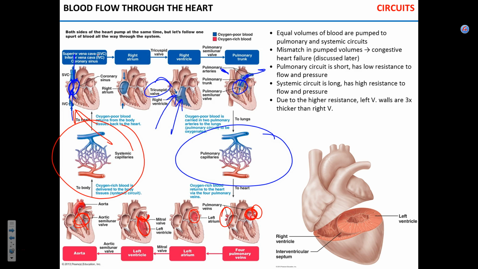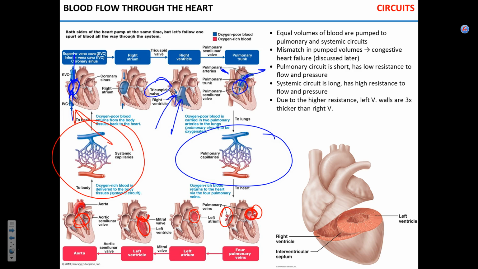Does that make sense? Something that is often underappreciated, but the volumes of blood in the pulmonary and systemic circuits are equal. At every minute you have same amount of blood in these two circuits. If there is a mismatch, and there is more blood in one circuit and less in another, we call it congestive heart failure.